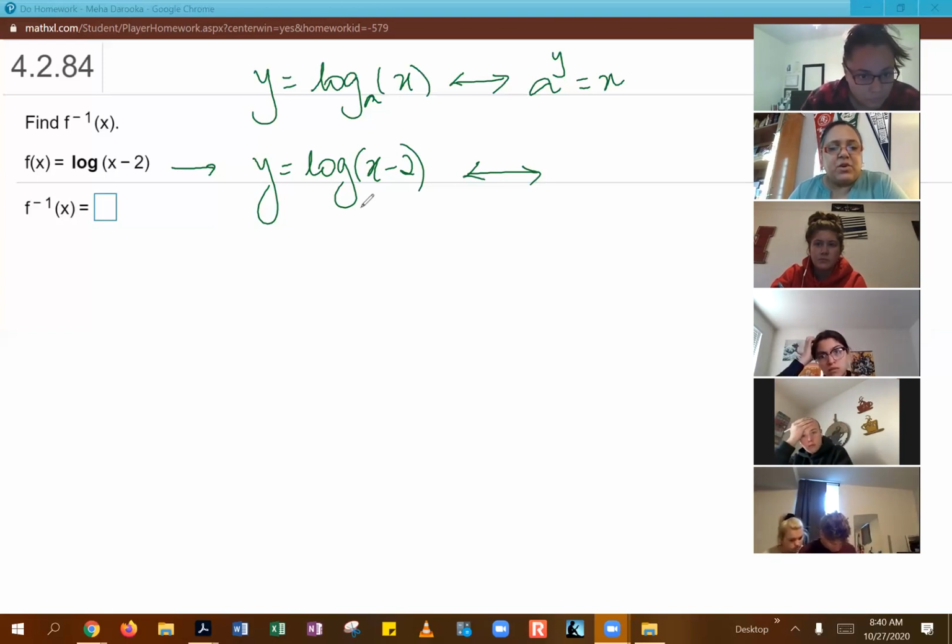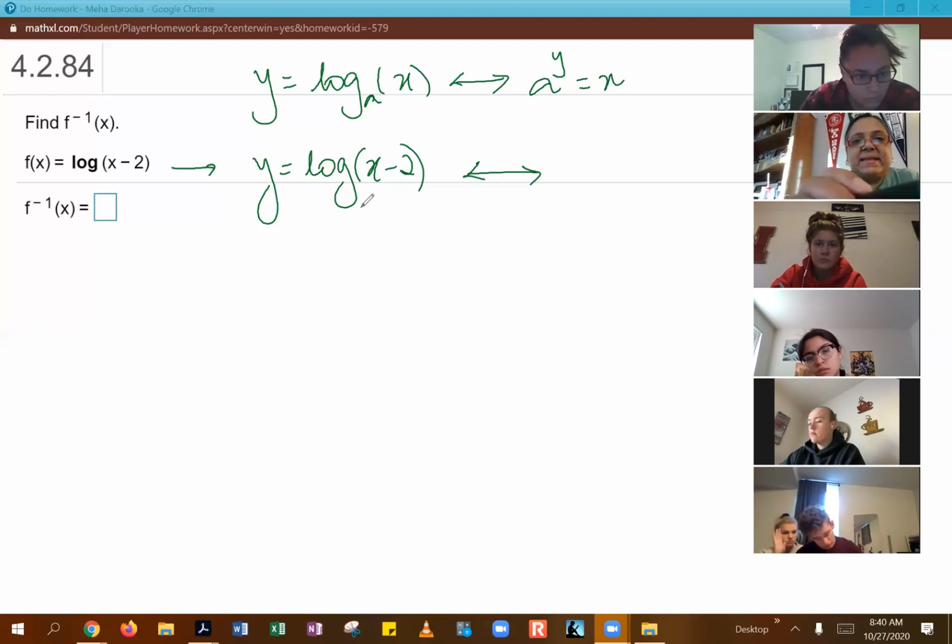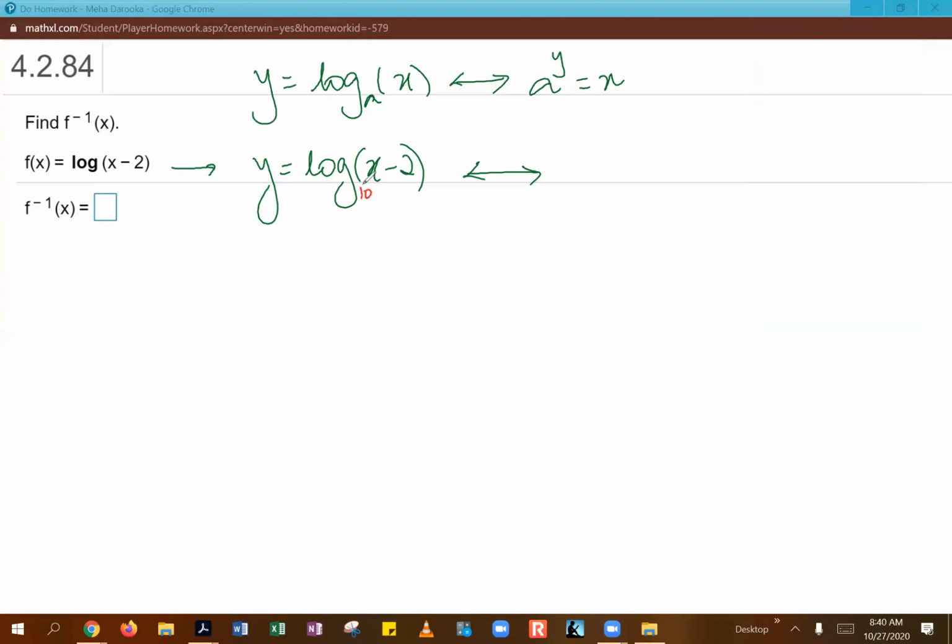Yeah, very nice. Your base is going to be 10. So that will be 10 to the power of y equals x minus 2. Because again, this is the same situation. When you do not see a base, remember it's understood to be a base 10 logarithm because this is a common log. So when we convert this into exponential notation, you will end up with 10 to the power of y equals x minus 2.